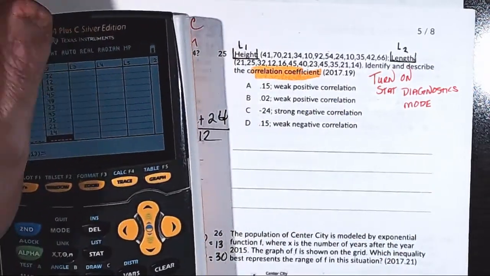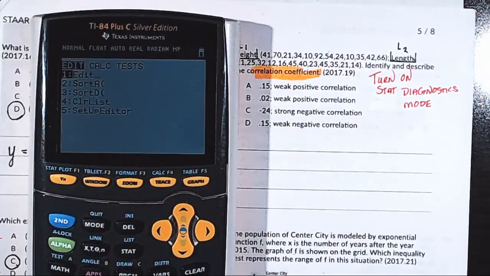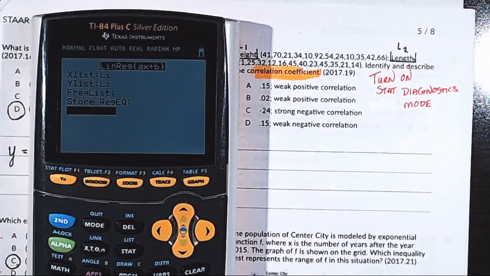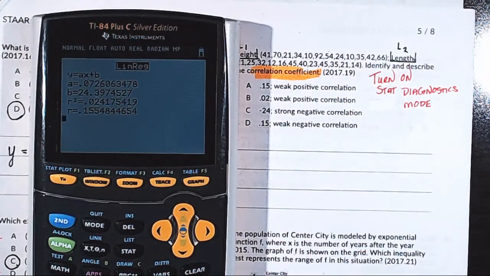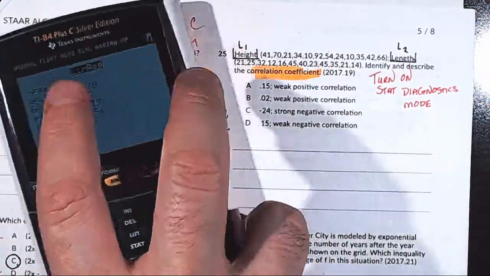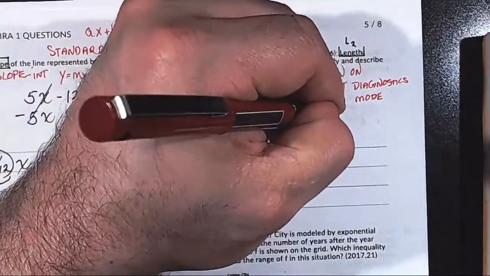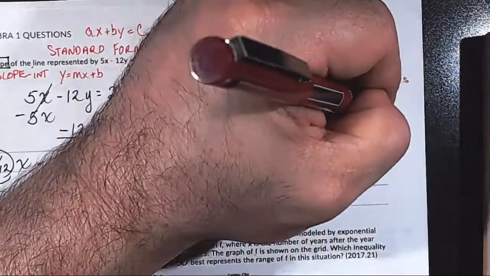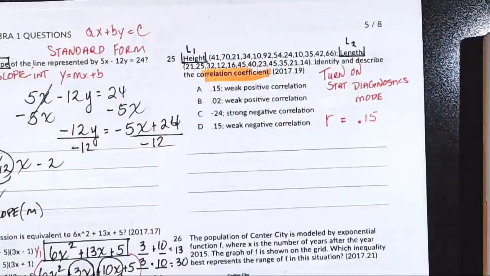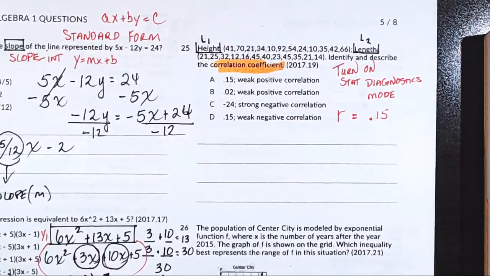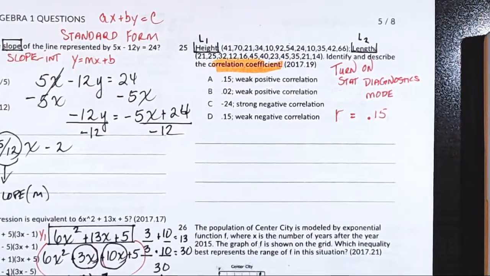Okay, so now that we've done that, we can hit Stat, Calc, 4, enter, enter, enter, enter, enter. And it's going to give us an R value. So we're looking for the R value, which is 0.155. So R, not R squared, nothing, just R equals 0.15. This is the answer they give us. So it was positive 0.15. Now we have to interpret that.